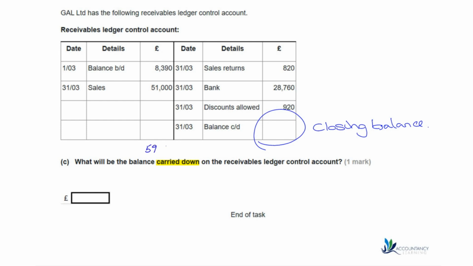We've got 59,390 on the debit side, so we'd take that over as our total on the credit as well. And then we're going to find the difference of what we've got here to our total, which gives us 28,890. So therefore that would be our answer. And with that, we are then at the end of task 1.